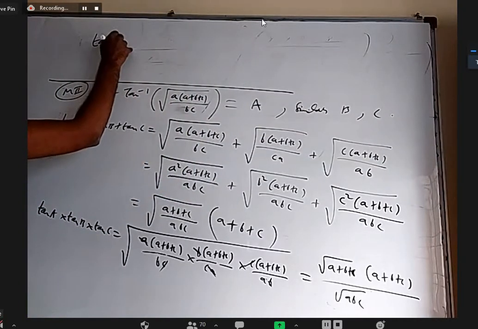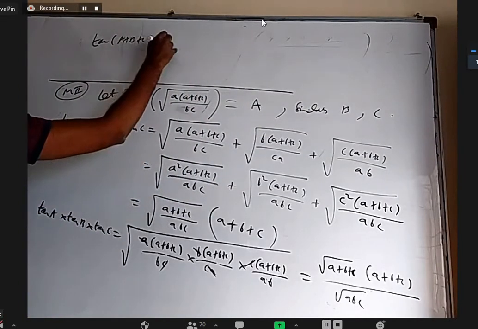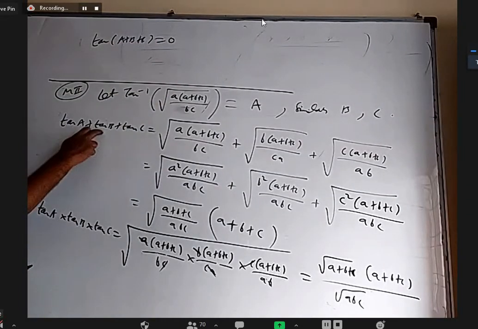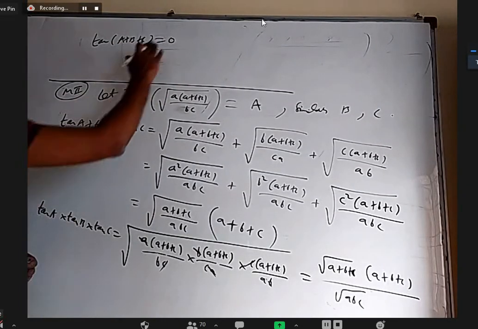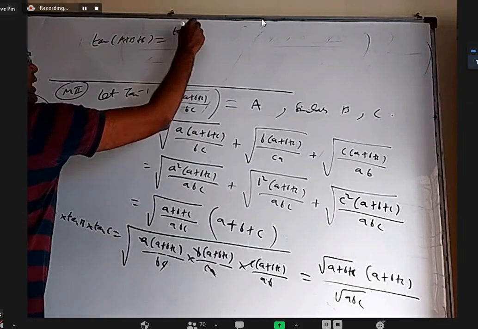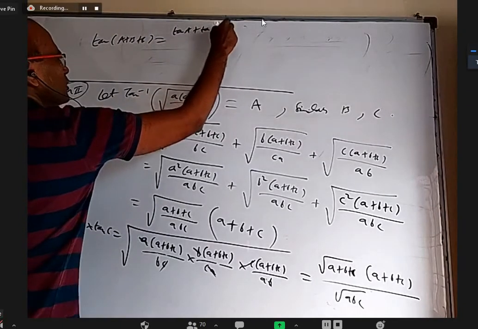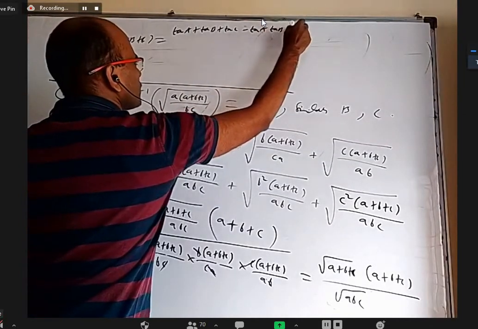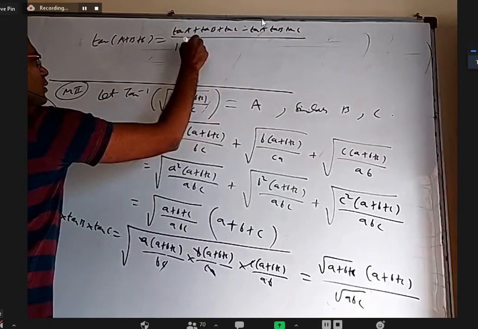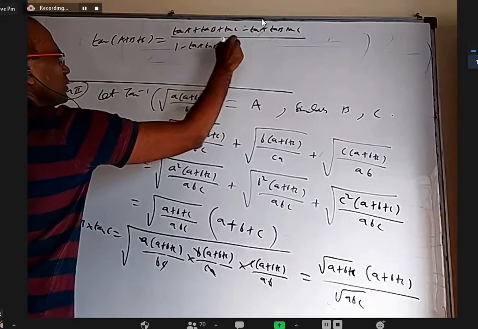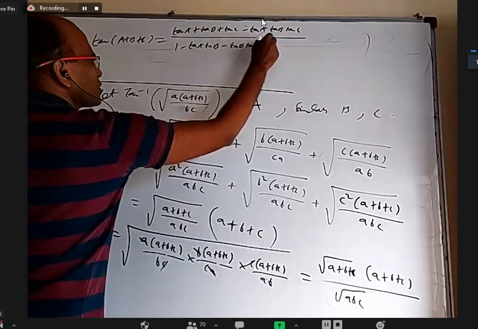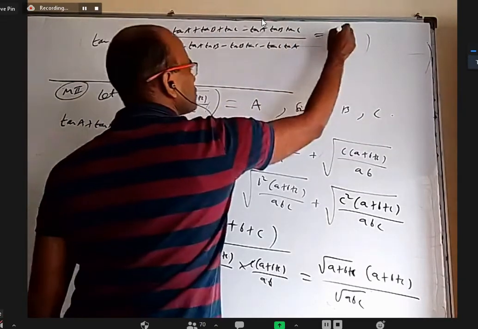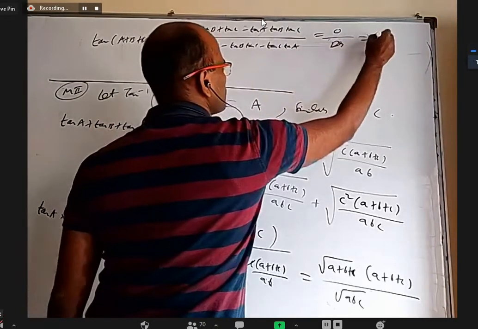Now what is the conclusion I can draw from this? Tan of (a plus b plus c) is 0. Because the numerator of the tan (a plus b plus c) formula is this plus this plus this minus this. I can even write that: tan a plus tan b plus tan c minus tan a into tan b into tan c, by 1 minus tan a tan b minus tan b tan c minus tan c tan a, and the numerator is 0. 0 by denominator will be 0.